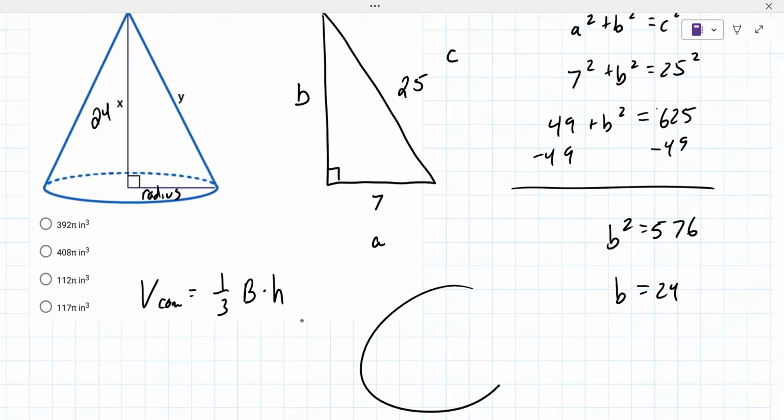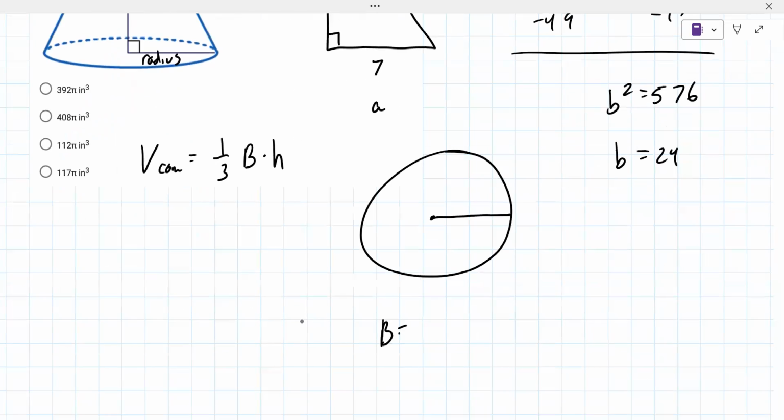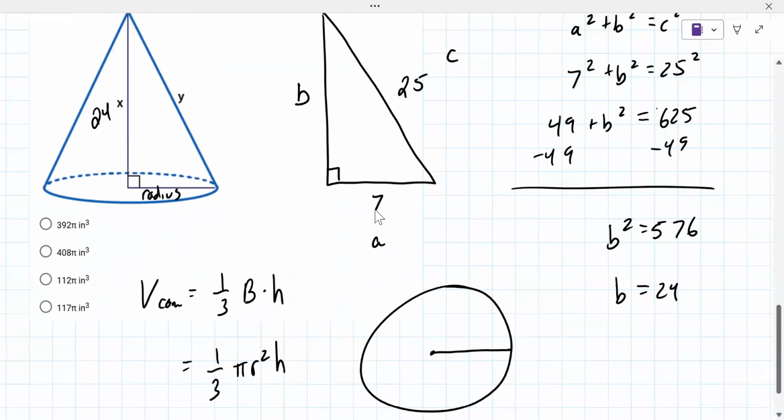Do you remember the formula for the area of a circle? The area of a circle, I think it's pi r squared. Right, so the base is pi r squared. So sometimes students remember this one more specifically, 1/3 pi r squared h. You have the radius, it's 7. You have the height, it's 24.